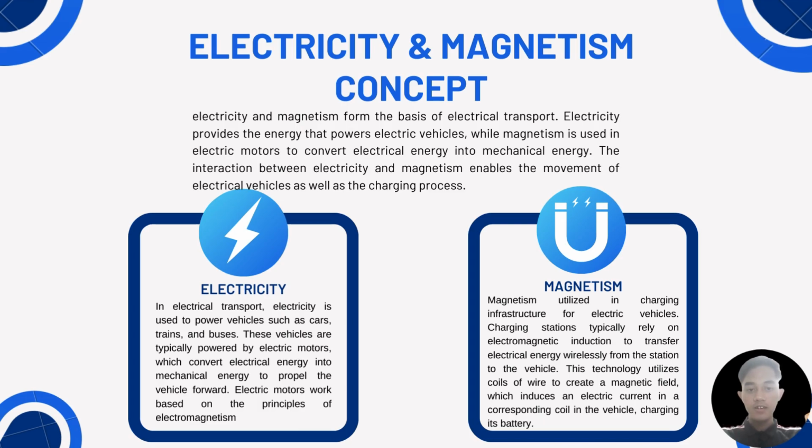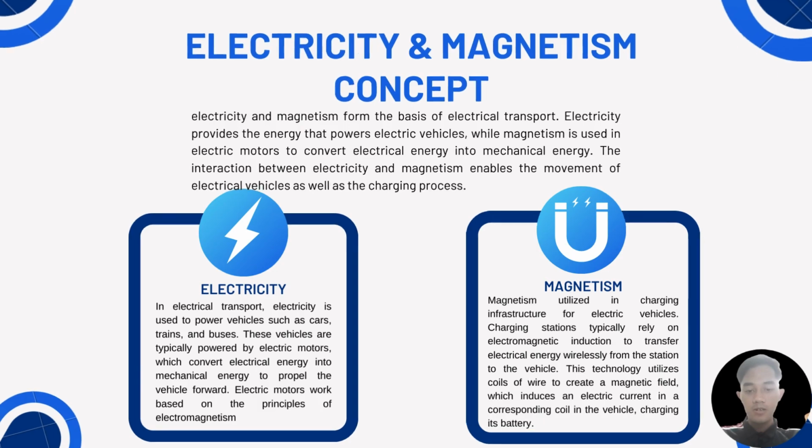for electric vehicles. Charging stations typically rely on electromagnetic induction to transfer electrical energy wirelessly from the station to the vehicle. This technology utilizes coils of wire to create a magnetic field, which induces an electric current in a corresponding coil in the vehicle, charging its battery.